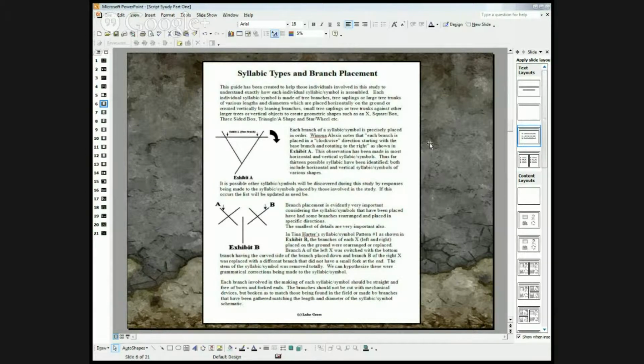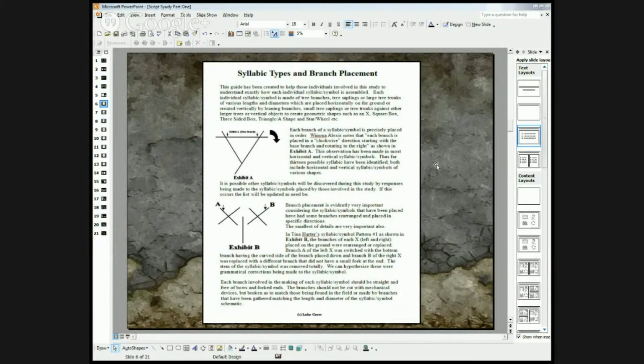Each branch of a syllabic is precisely placed in order. Winona Alexis notes that each branch is placed in a clockwise direction, starting with the base branch and rotating to the right, as shown in Exhibit A here. This observation has been made in most horizontal and vertical syllabics. Thus far, 13 possible syllabics have been identified. Both include horizontal and vertical syllabic symbols of various shapes. It is possible other syllabics will be discovered during the study by responses being made to the syllabic symbols placed by those involved in the study. If this occurs, the list will be updated as need be.